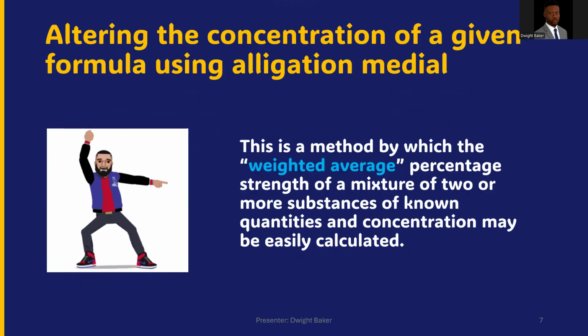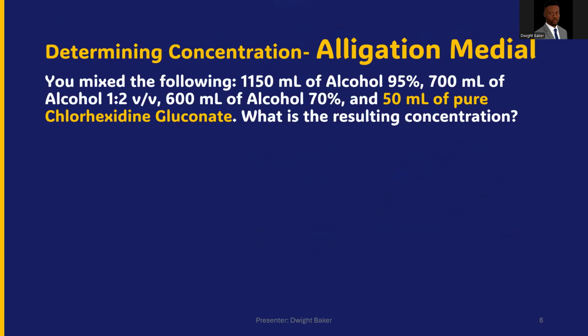So you have three products, you have three stocks. You know the volume of the stock that you have. You know the concentration of the stock that you have in terms of percentage strength. If it is that we mix all three of them, okay, we can find the weighted average of the concentration for these three different stocks that we mix to give us one. How do we go ahead and do that? We're going to use alligation medial to determine how that is done.